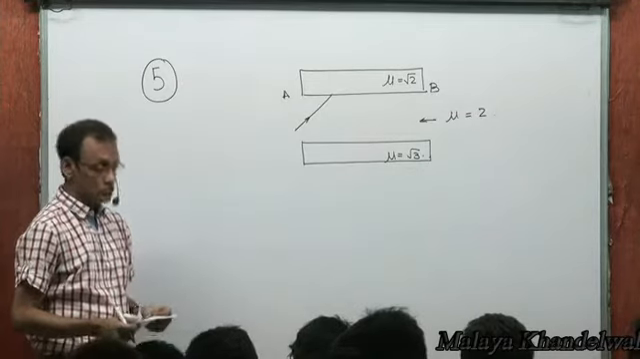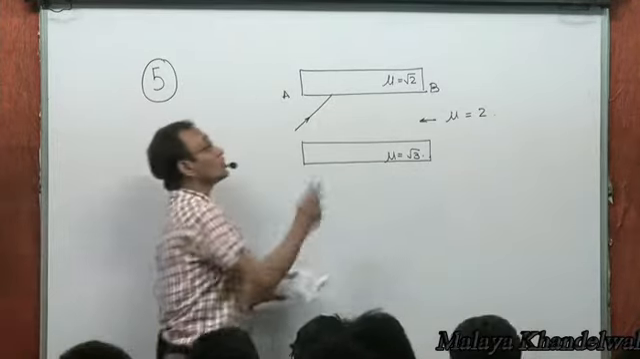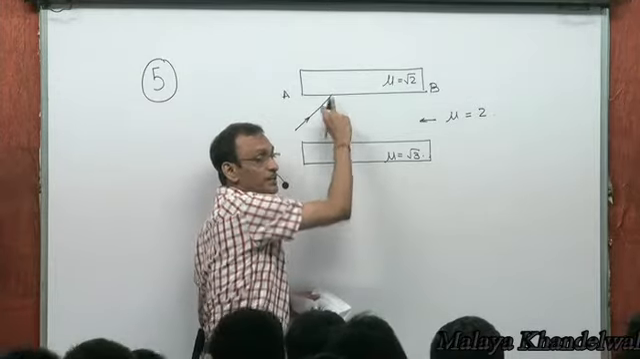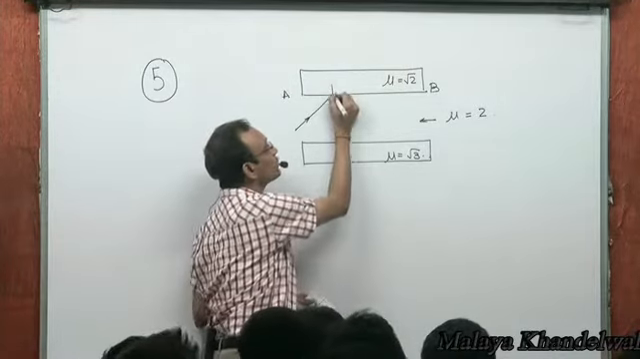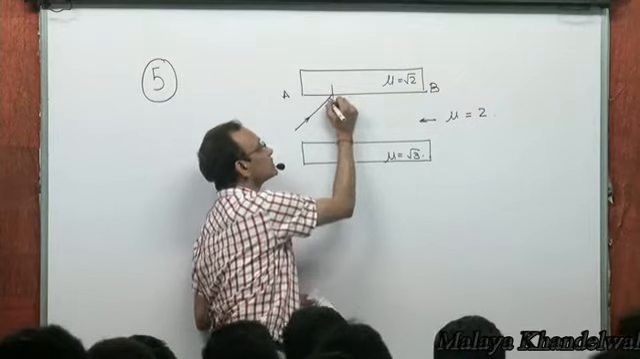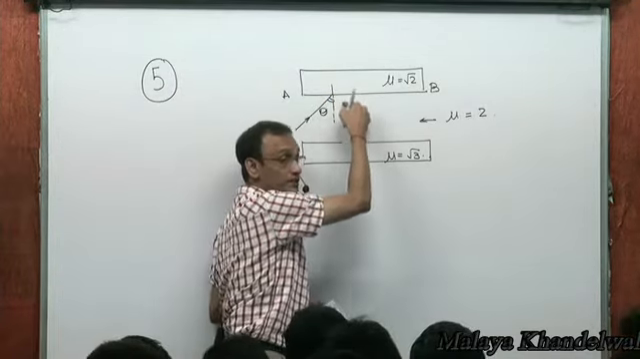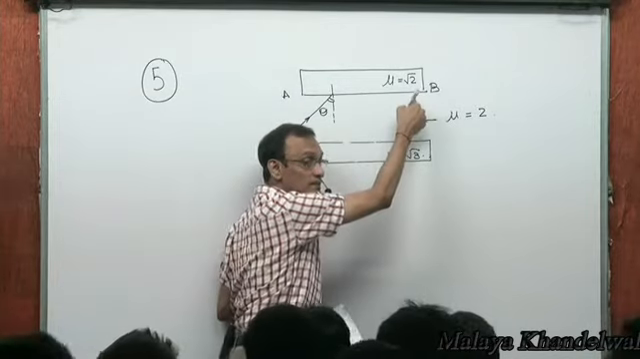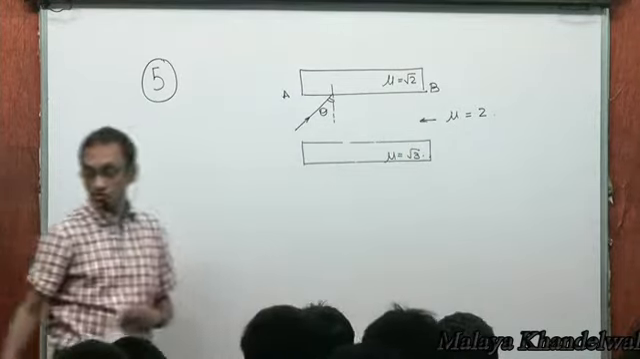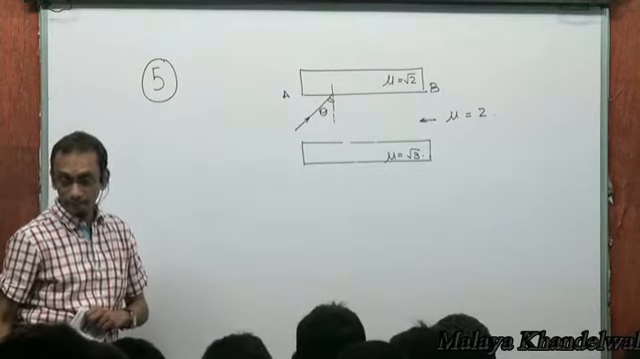Such that there is total internal reflection here as well as here. What must be the minimum angle of incidence, say theta here, such that it gets totally internally reflected here as well as here? This is what we are trying to do here, right?